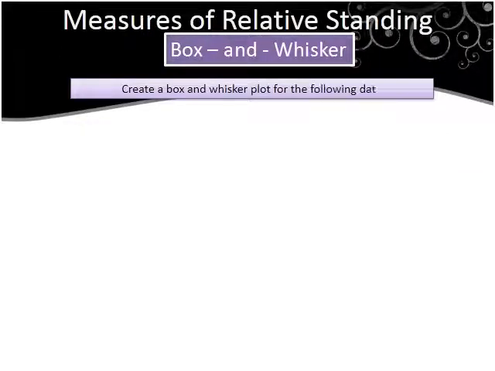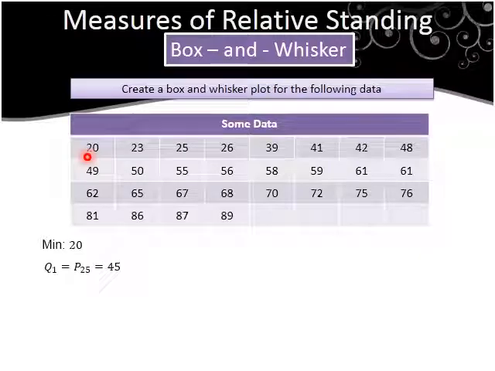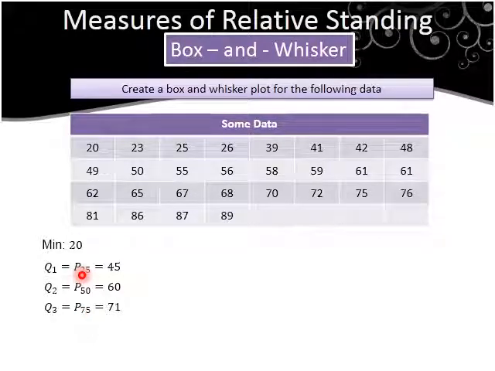So let's look at an example creating a box and whisker plot for this set of data. So assuming this is already ordered, and you can verify that, the minimum is 20. Q1, or P25, is 45, and you can verify that by plugging in 25 into our location. Q2, or P50, is 60. Q3, or P75, is 71, which we calculated a moment ago. And the maximum data value is 89.